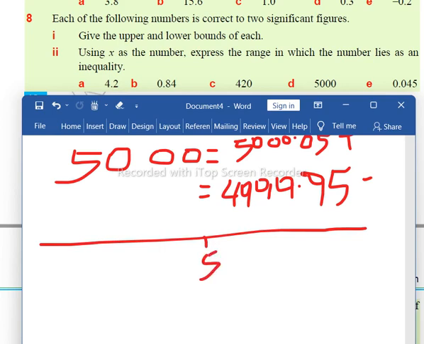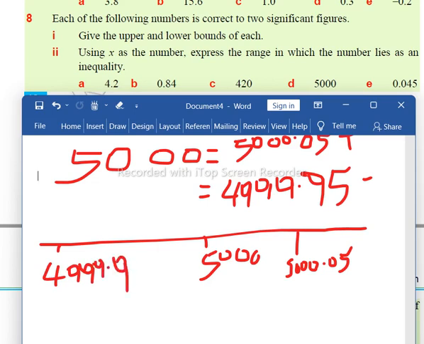We have here 5,000, and the upper bound of the number is 5,000.05, 0.5, and we have here 490, 5,999.95. So we can put it like this.